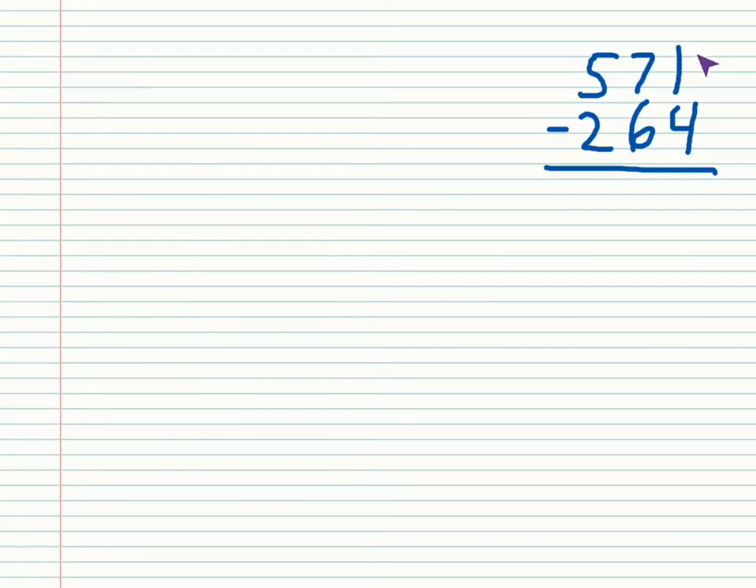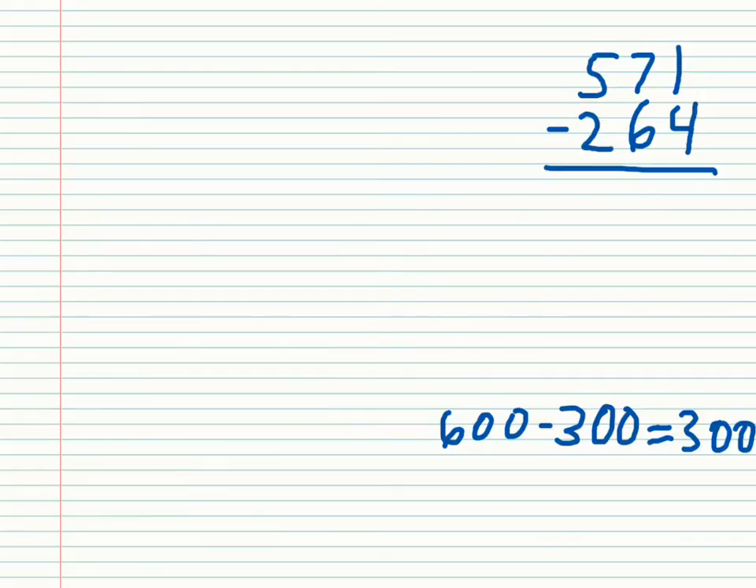Let's see. I'm going to do the nearest 100. This would be 600 minus 300, which should be equal to 300. So my answer should be close to 300. And I'm going to quickly take you through counting up subtraction to review that.